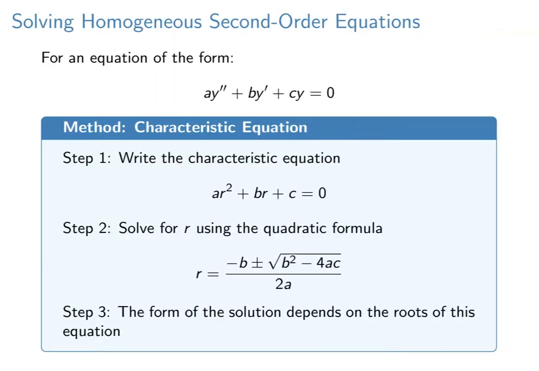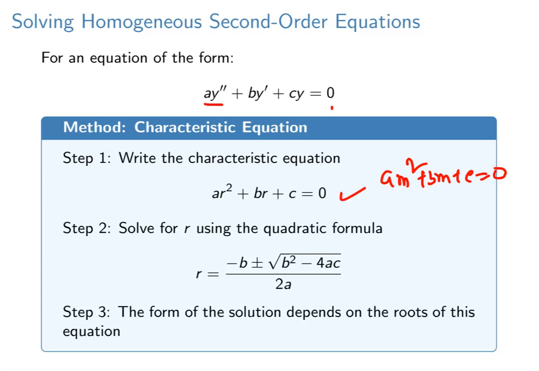Now here, solving the homogeneous second order equation. For that equation, you can write the general form of the second order: a y double dash plus b y dash plus c y is equal to 0. Now if I write the characteristic equation, last time I told you a m square plus bm plus c is equal to 0. Or here the characteristic equation is a r square plus br plus c is equal to 0.